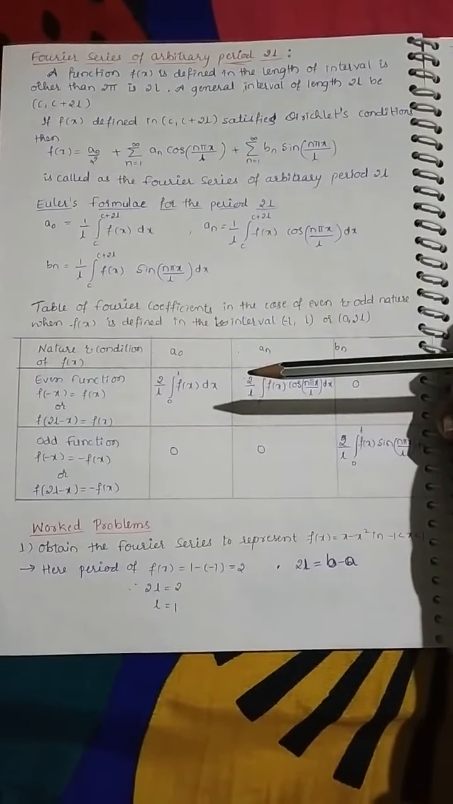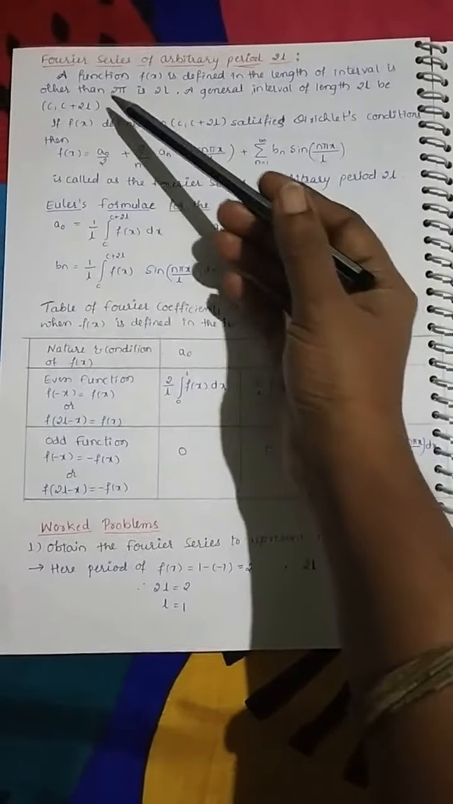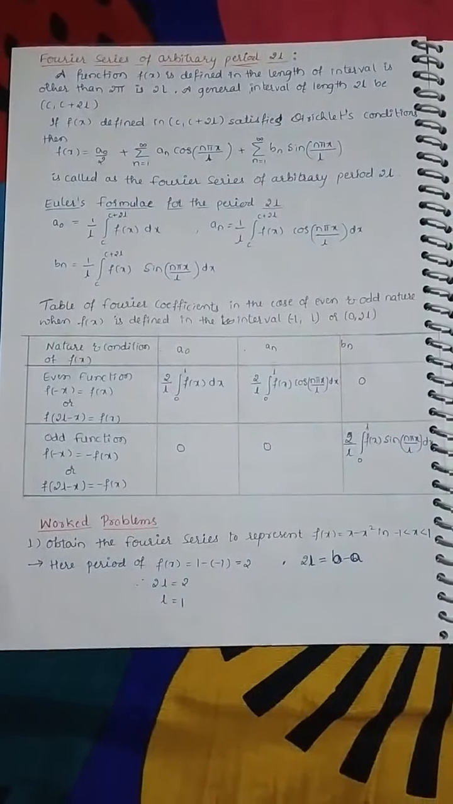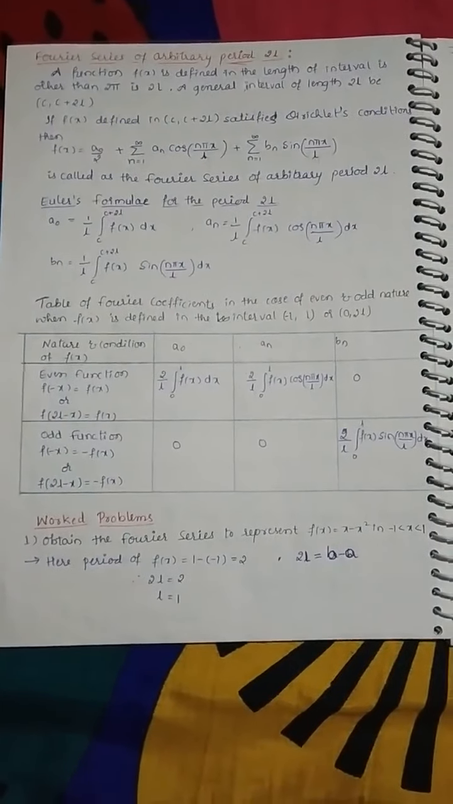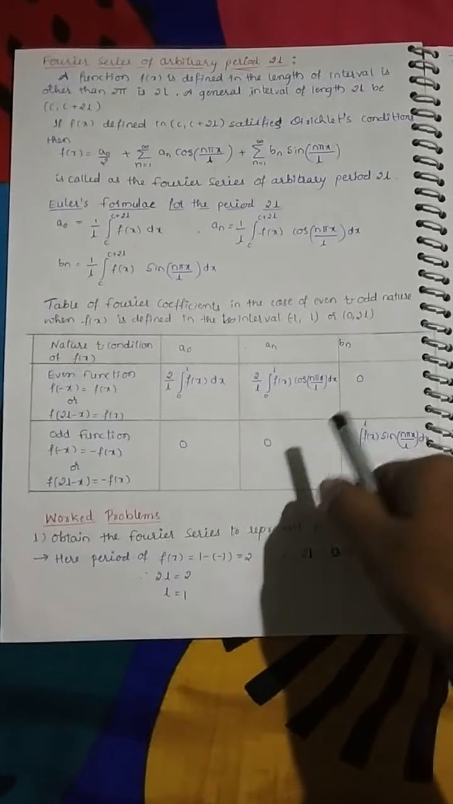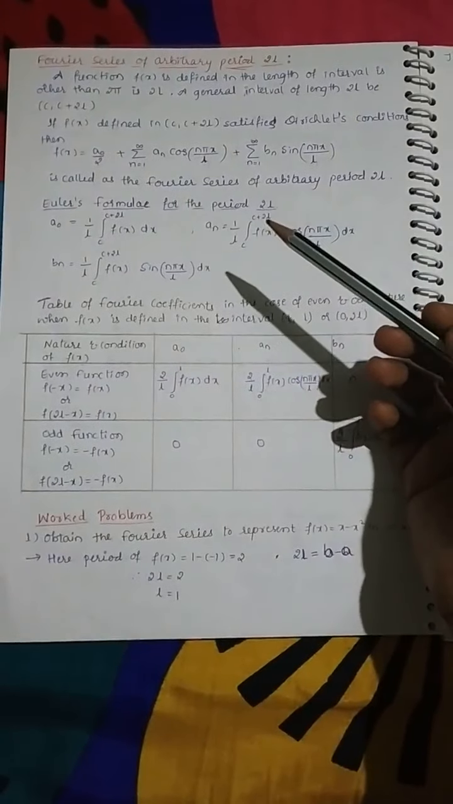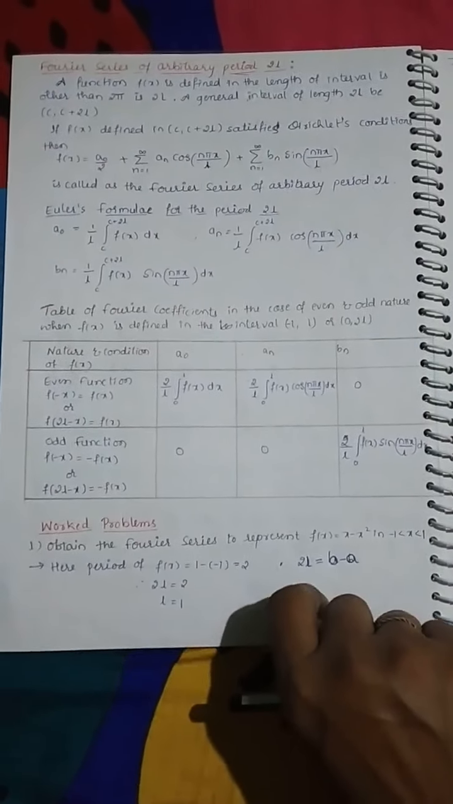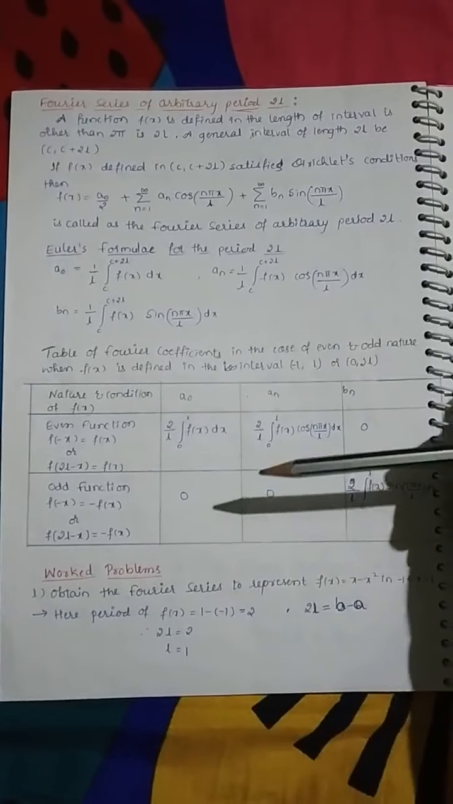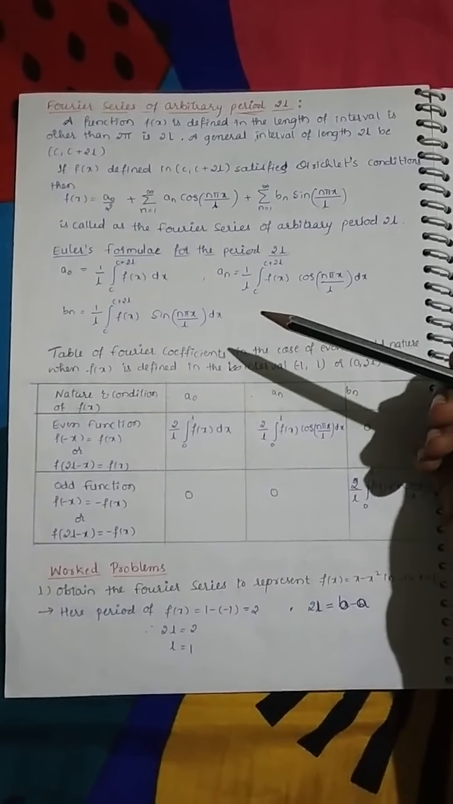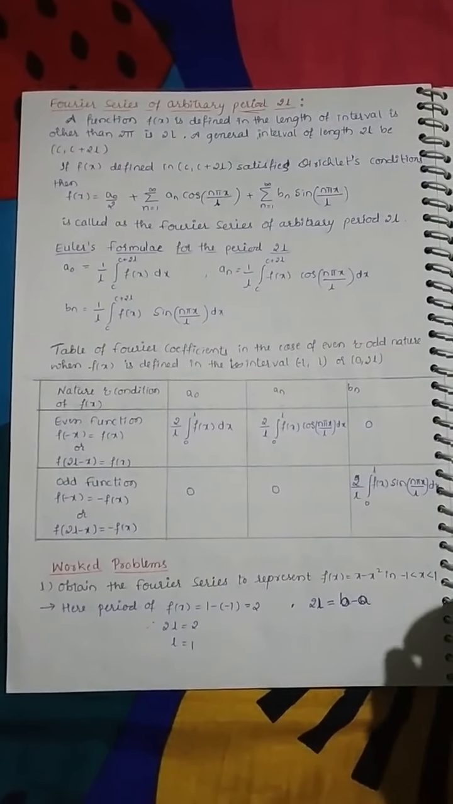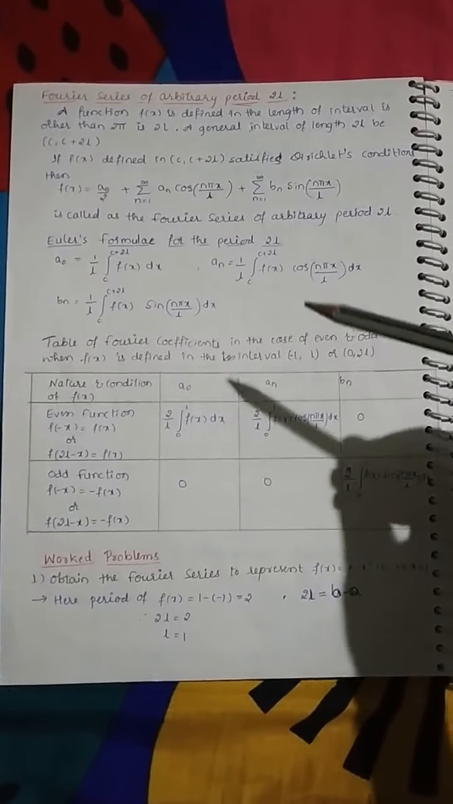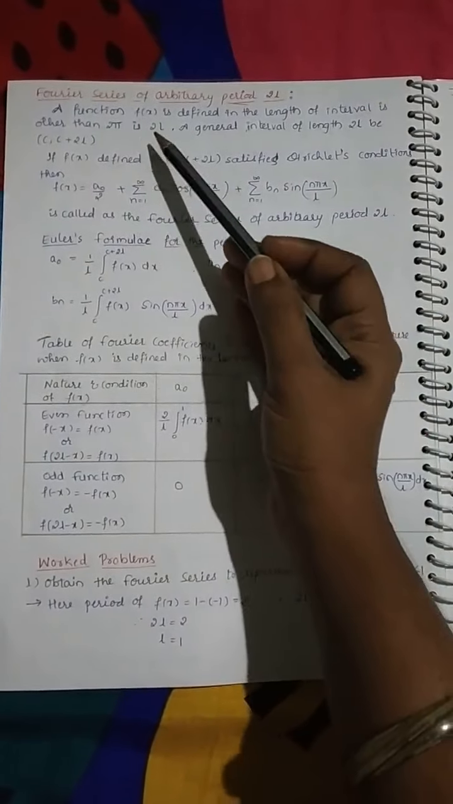Hello students, let's go to the next part of the Fourier series, which is the Fourier series of arbitrary period 2L. In the previous video we saw the Fourier series for the period 2 pi. Now in general, the length of the interval is not always 2 pi. It may be any length of period, and we have a Fourier series for any length of period. That length is generally denoted by 2L.